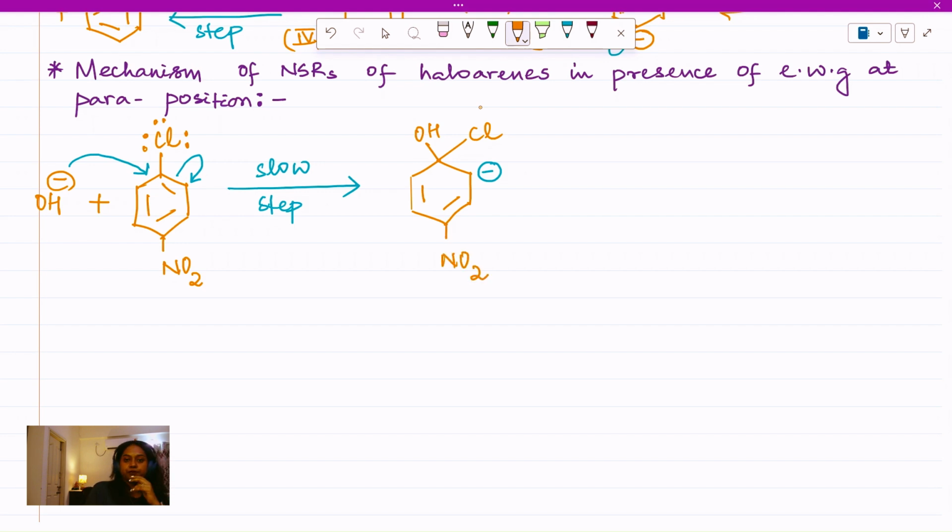And this is NO2 that we have. Is it clear? Okay, what happens in the next step? This is resonating structure 1. What happens in the next step? This negative charge becomes a double bond. This double bond now becomes a negative charge on the carbon, adjacent carbon atom.